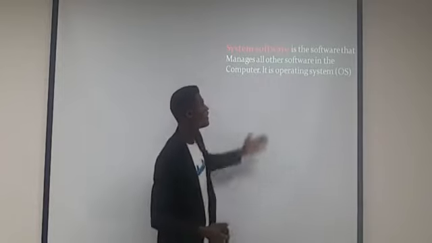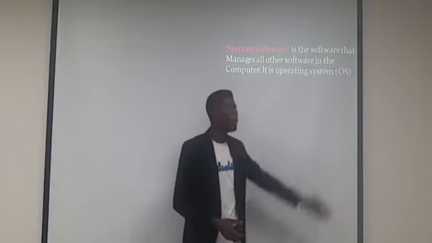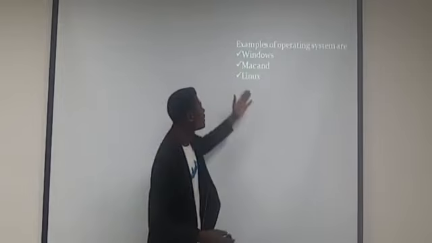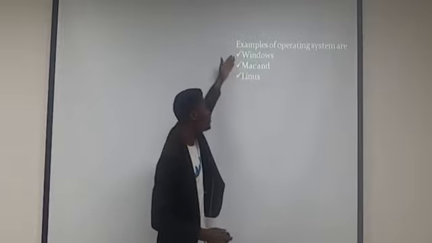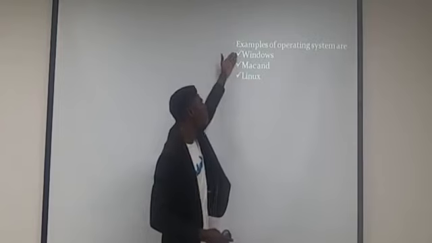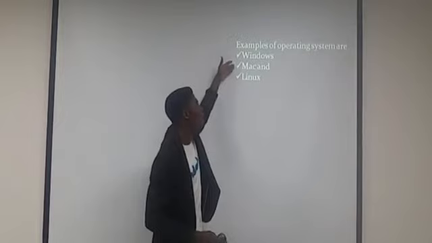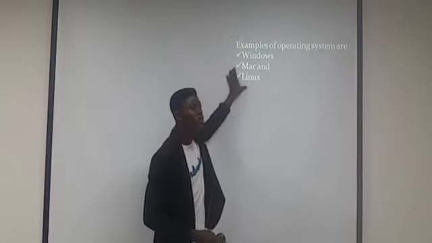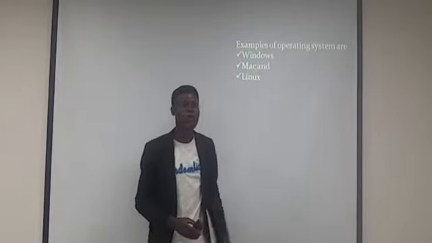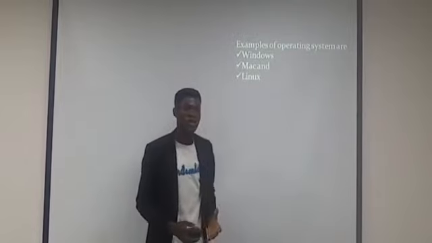A perfect example of the system software is what we call the operating system, popularly known as OS. Now let's take a look at some examples of operating systems that we have. Today we have operating systems such as Windows, Mac, and Linux. We are not going into details on software today, but in subsequent classes, we hope that we will be able to discuss more on computer software and you will understand them better, all right?